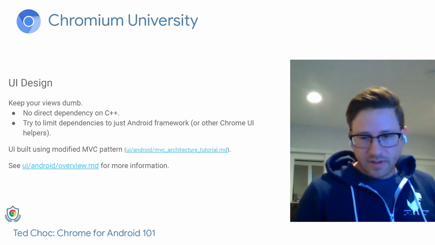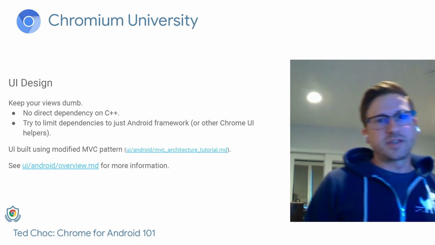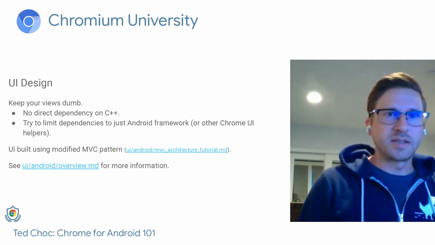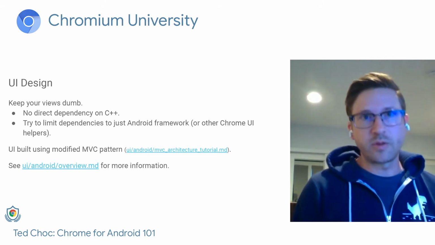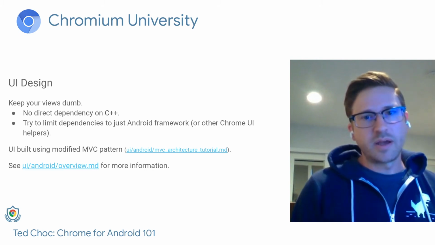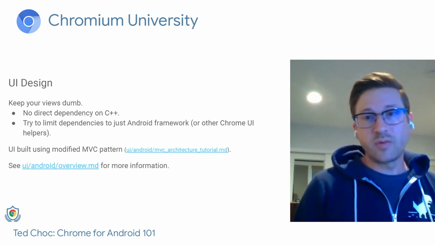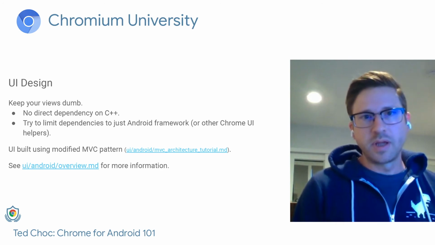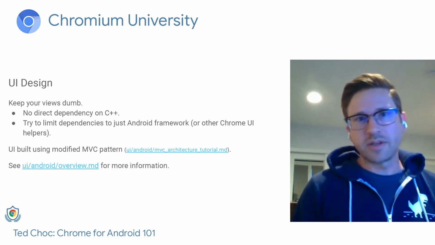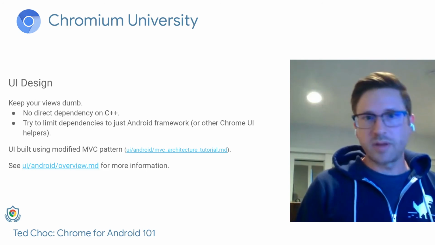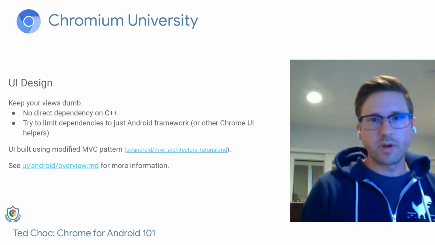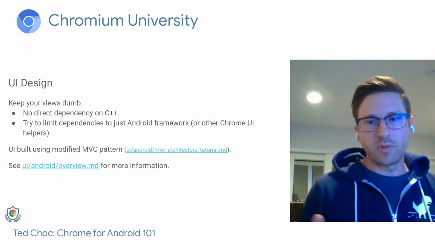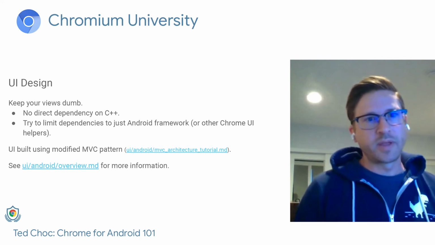So you're starting to do some UI. This is some general best practices about your UI design. The one that I want to emphasize as much as possible is just keep your UI as dumb as possible. Really try to make it where it can run in Android Studio outside of Chromium. Like that is the goal. So we do not have direct dependency on C++, and try to limit your dependencies on Android framework, widgets, or other Chrome UI helpers, but really not the rest of the big Chrome machine.